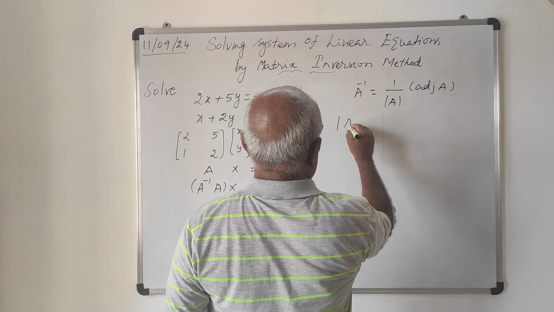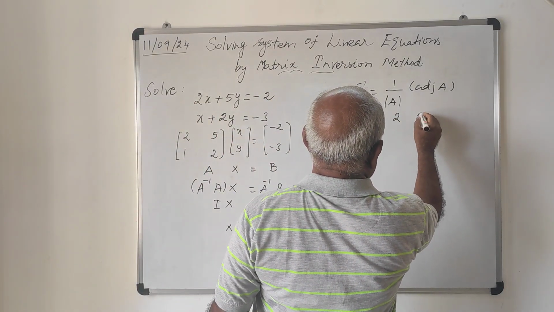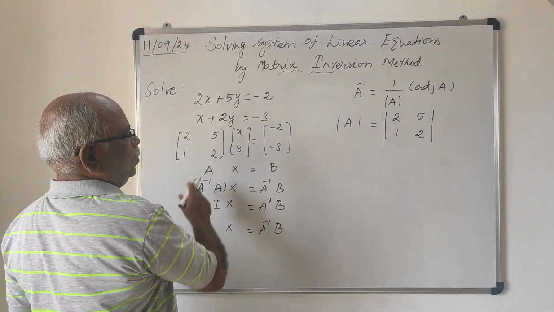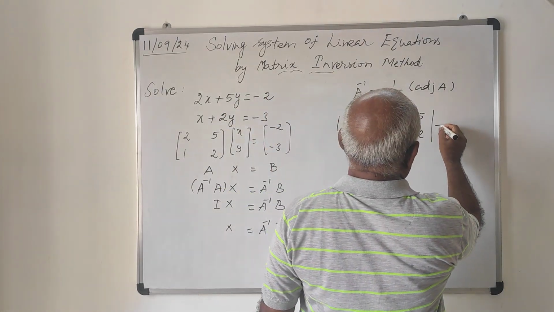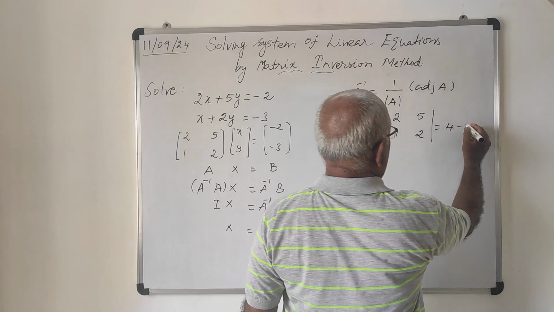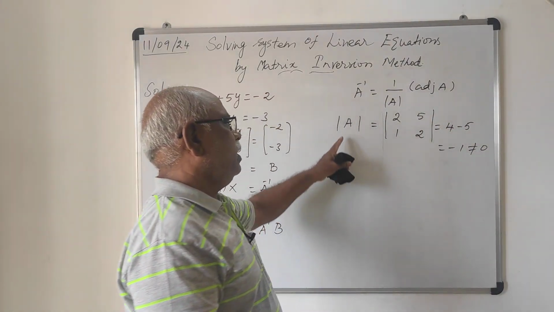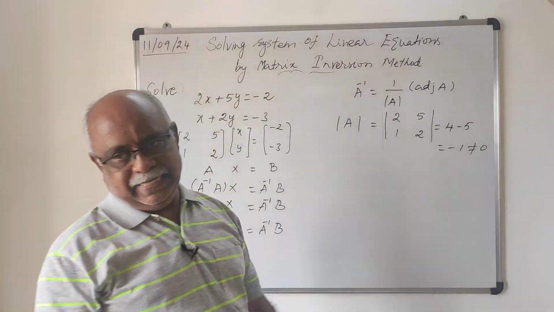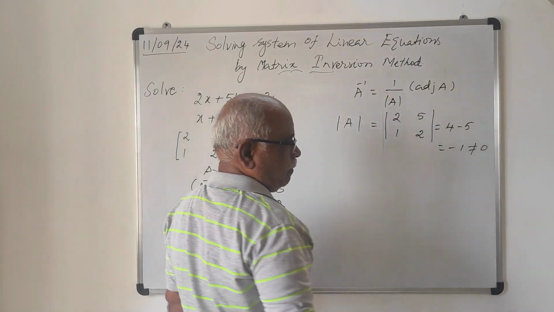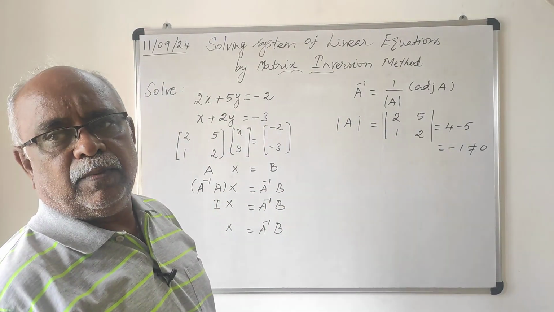A is 2, 5, 1, 2. So the determinant value of A is the determinant of 2, 5, 1, 2. Finding the value, 2 twos are 4, minus, on expansion, 1 into 5, 5. So this is equal to minus 1, which is not equal to 0. So the determinant of A is not equal to 0, therefore the inverse exists. Mod A should not be 0, then only the inverse exists. So A inverse can exist because the determinant of A is not equal to 0.